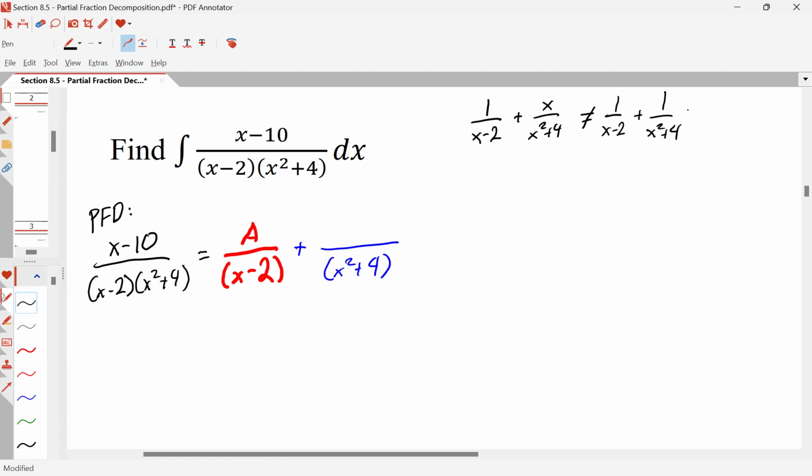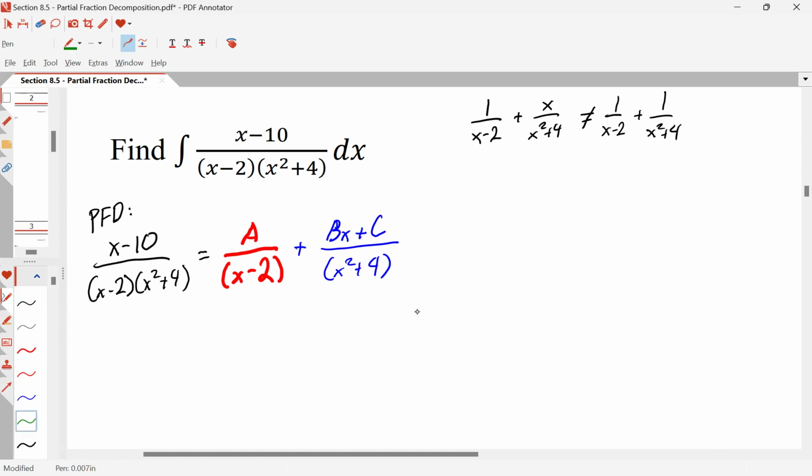So, because these are not the same, we have to put a linear above the quadratic. So when we put a linear above the quadratic, that is a Bx + C. Something x plus something else. We're going to have two coefficients above the quadratic term. So since we have a squared, we put two coefficients above. So there's our partial fraction decomposition.